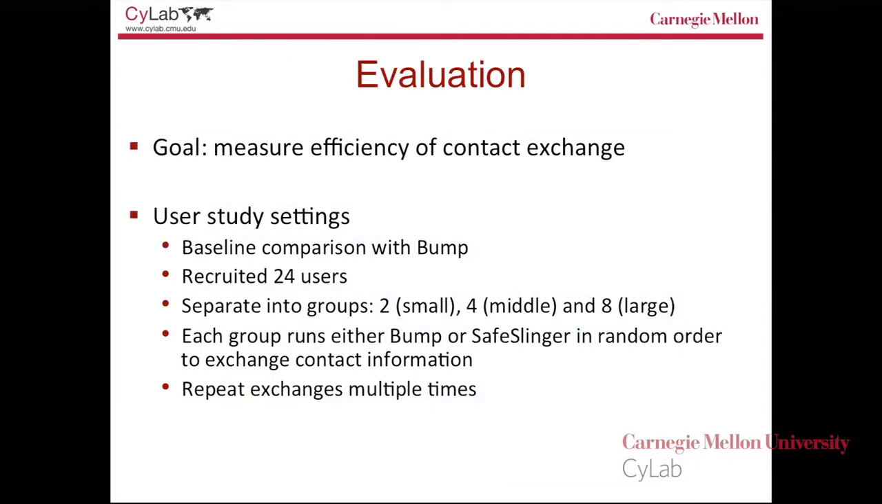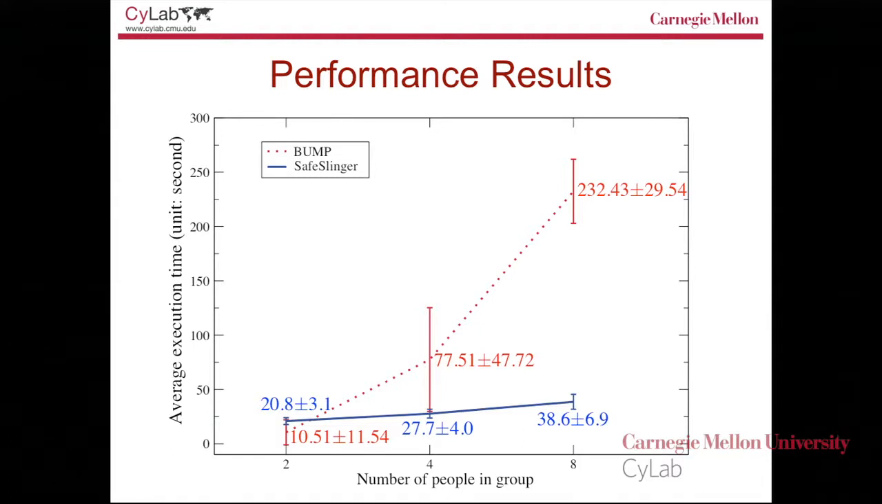So we want to measure the efficiency of this, so we had a small user study. We separated into groups of 2 people, 4 people, and 8, had them randomly assigned to those groups, and we showed them how to use Bump, we showed them how to use SafeSlinger, and we asked them to exchange their contact data using both protocols. So the results were interesting.